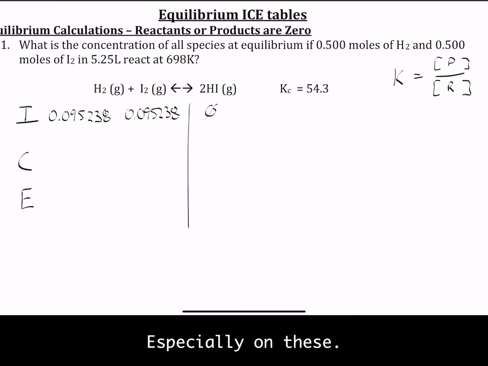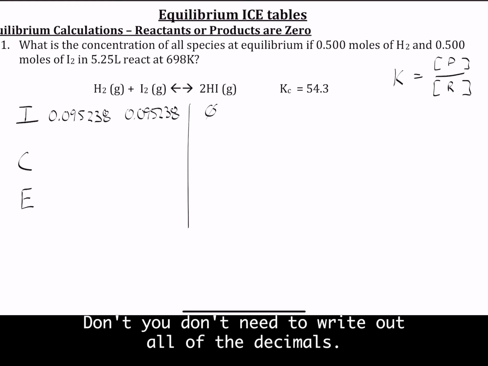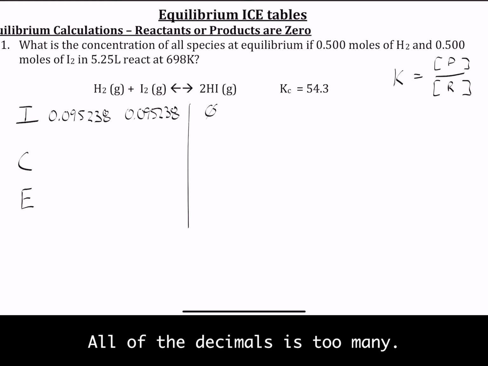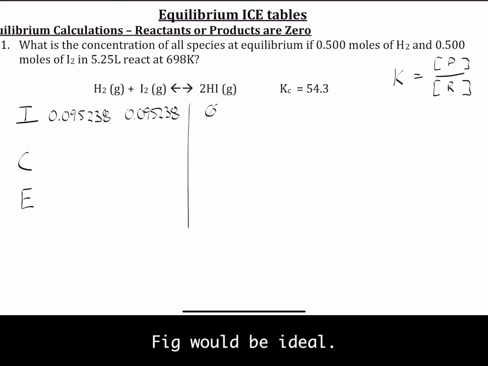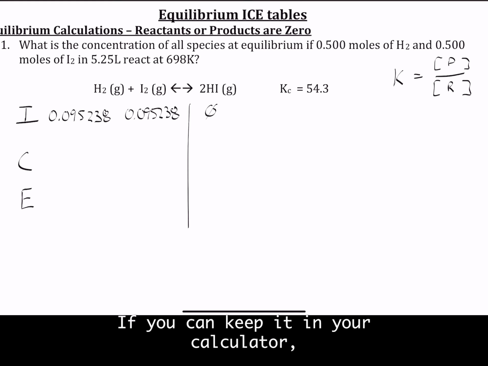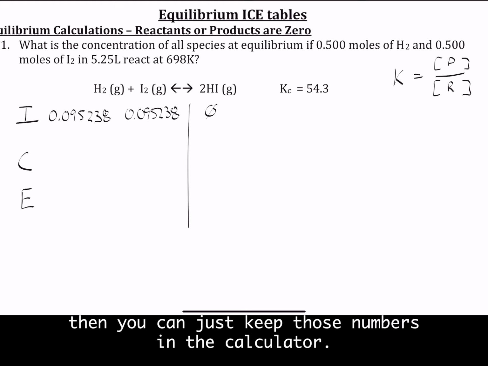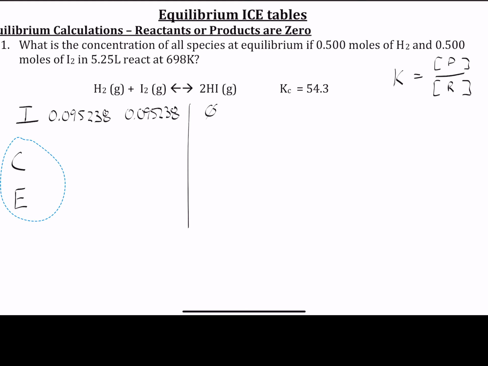Especially on these, you don't need to write out all of the decimals. All of the decimals is too many. So like on this one, I went like 2 past what the last sig fig would be. Ideally, if you can keep it in your calculator, then you could just keep those numbers in the calculator.